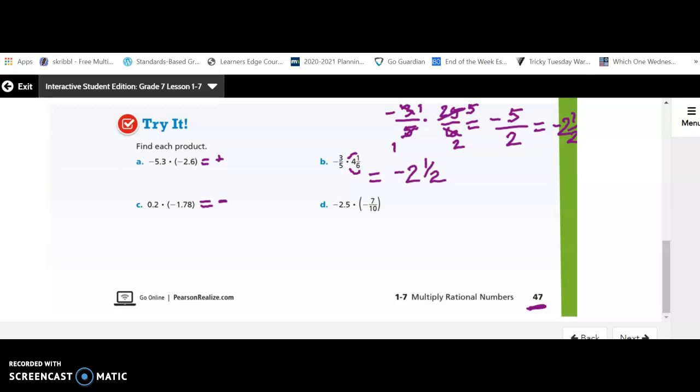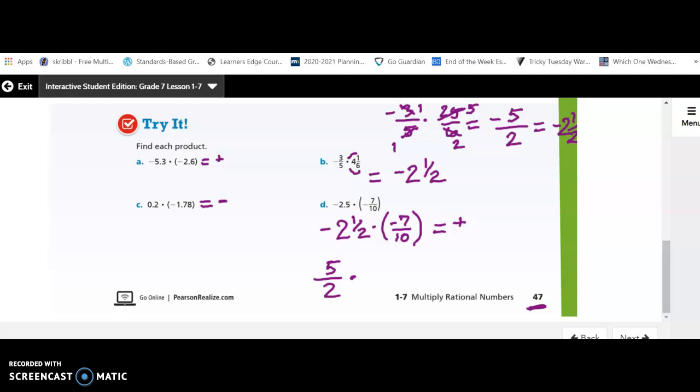Let's look at letter D as well. In letter D, I'm going to turn negative 2.5 into a fraction, and I'm going to multiply that by negative 7/10. Now, one thing I notice right off the bat, I notice that a negative times a negative will become positive. So I know my answer is going to be positive. Now let's set up those fractions and do that multiplication. So I also know that 2.5 is the same as 5/2. I'm using some prior knowledge from a previous example, and I'm turning 2.5 into 5/2.